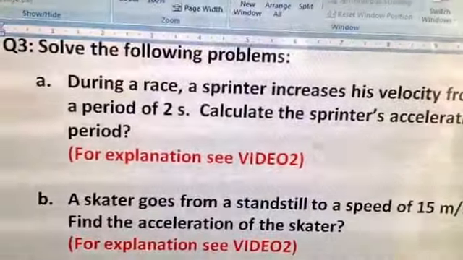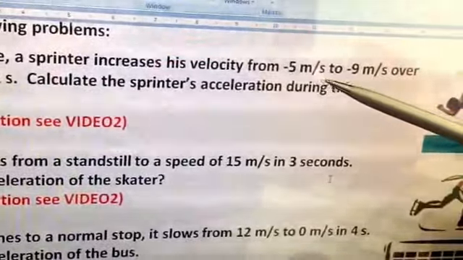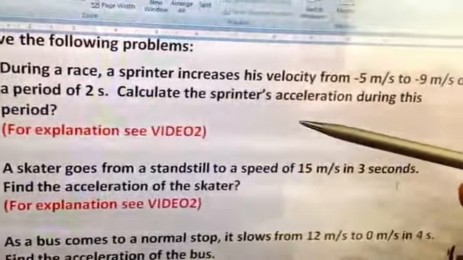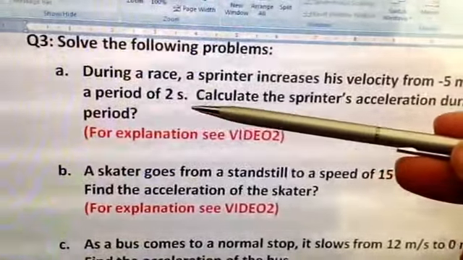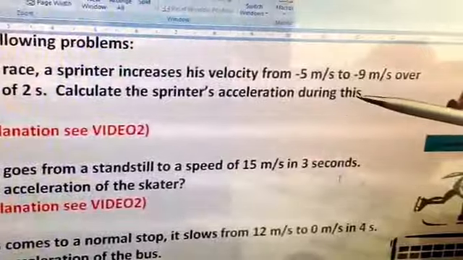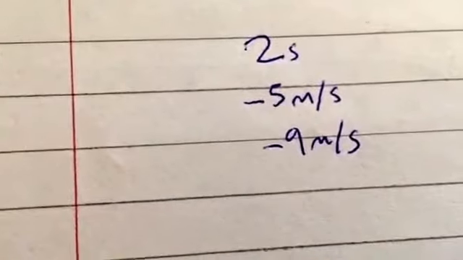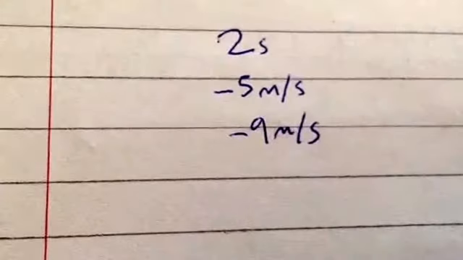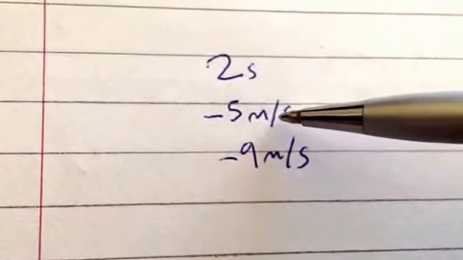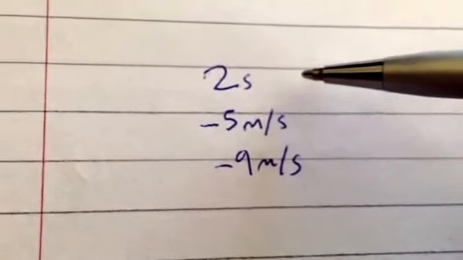So, let's have a look at the first question. During a race, a sprinter increases his velocity from -5 to -9 meters per second over a period of 2 seconds. Calculate the acceleration. So we have here 2 seconds, -5 meters per second, and -9 meters per second. 3 numbers. So what do these numbers mean? Well, if we remember what each of the units represent, seconds, meters per second, we will actually know what these numbers are telling us.